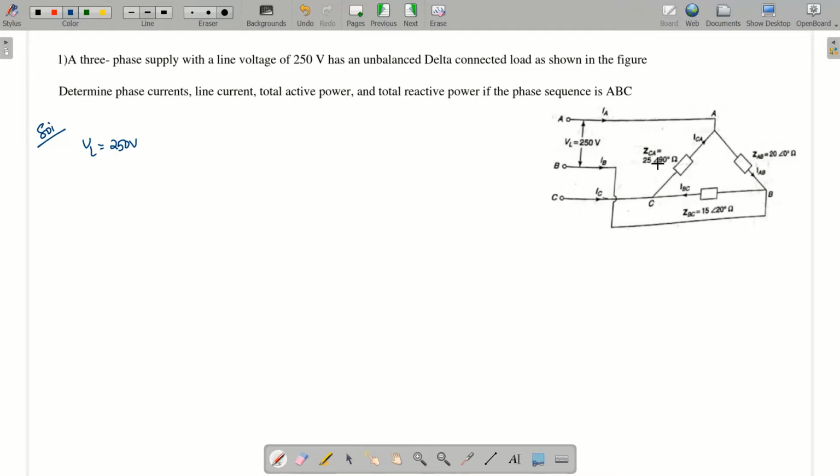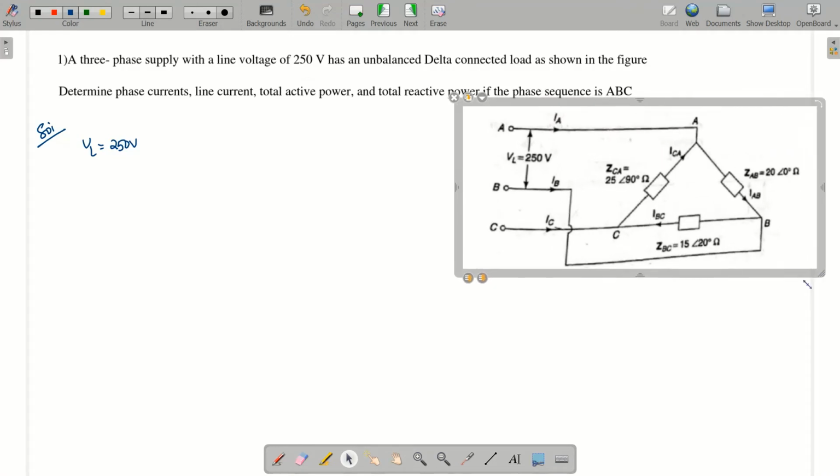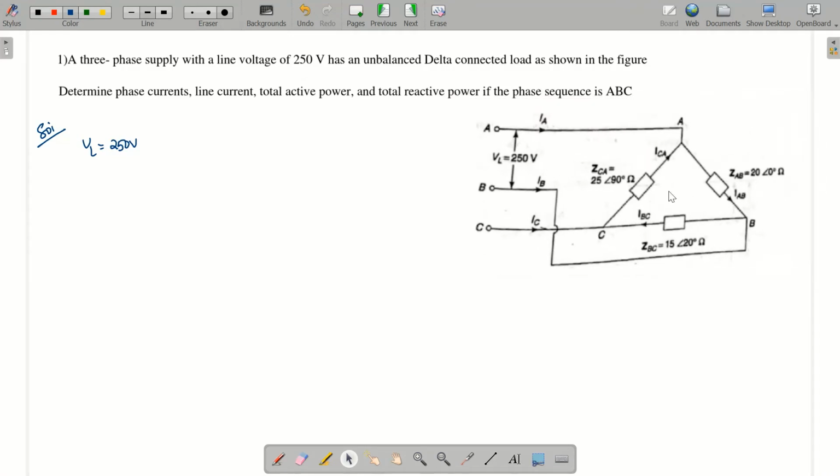Now we know that here the load is unbalanced. Let us enlarge the figure. In this figure you can see that the load is unbalanced. They have given ZAB equal to 20 at an angle of 0, ZBC equal to 15 at an angle of 20, ZCA equal to 25 at an angle of 90 degrees, in ohms. And what they are asking first is the phase currents.